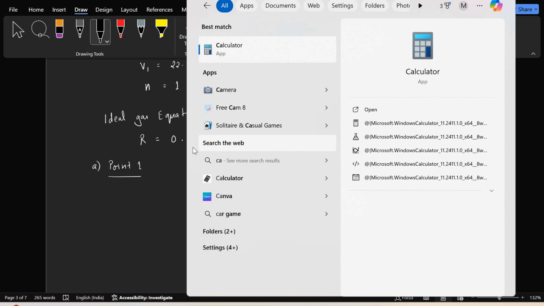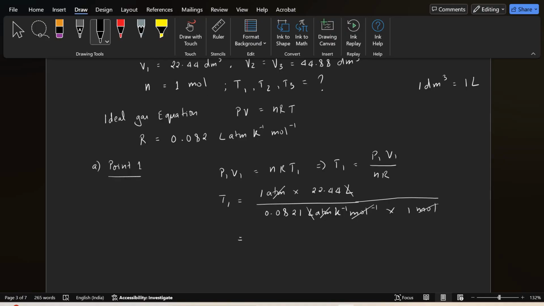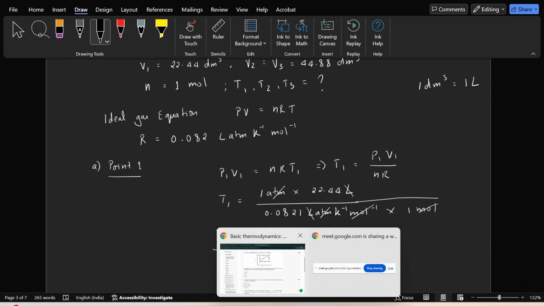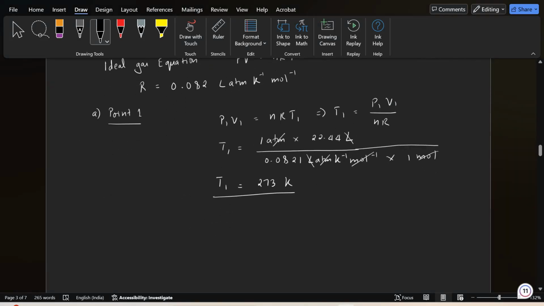I'll just get the calculator. What do we want? We want 22.44 divided by 0.0821, which is 273. We'll just keep it as 273 Kelvin. So T1 is equal to 273 Kelvin. So at the first point, we know the temperature. So this is the first point.